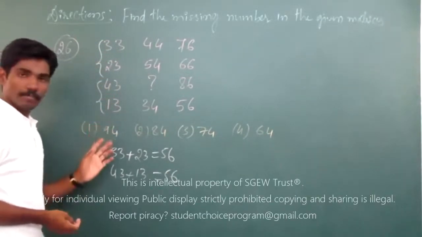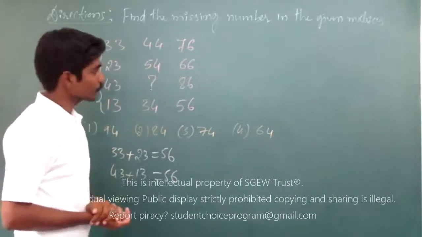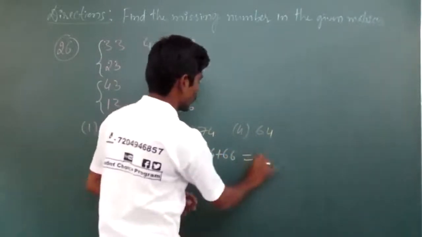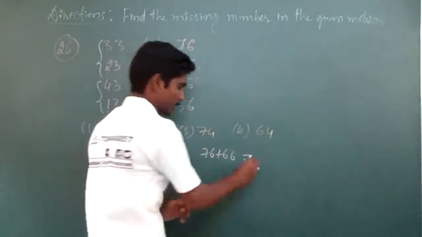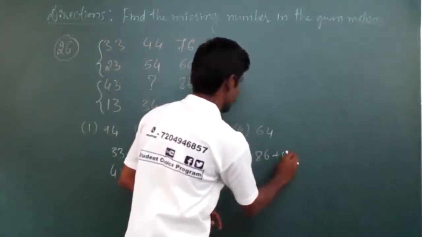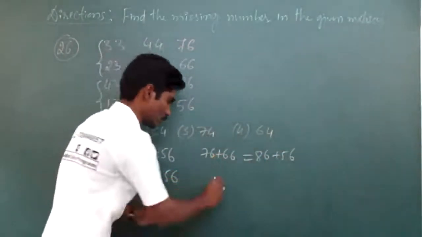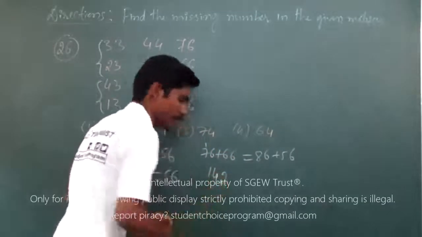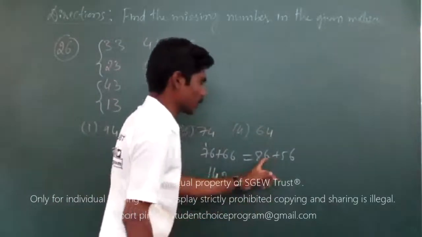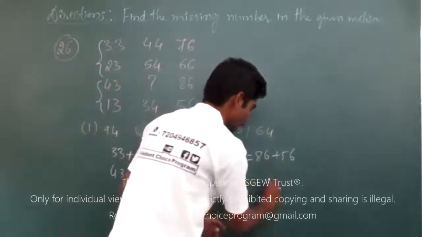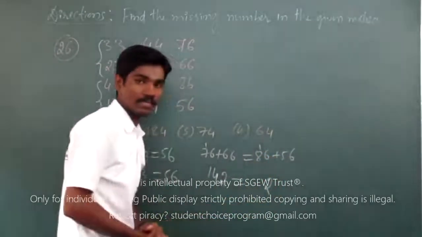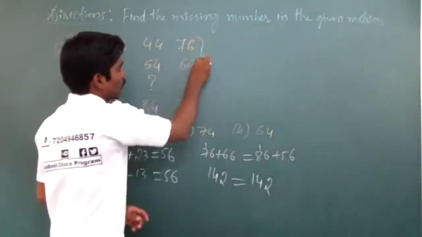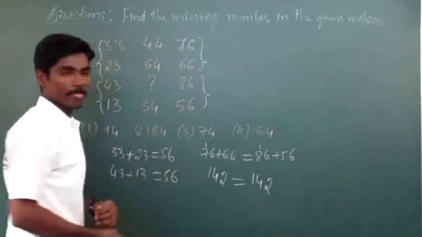Let me check the same logic for this column also. The sum of 76 and 66 should be equal to the sum of 86 and 56. 6 plus 6 is 12, carry 1. 6 plus 7 is 13, plus 1 is 14. So 142. That should be equal to the sum of 86 and 56. I can see 6 and 6 is 12, carry 1. 5 plus 8 is 13, 13 plus 1 is 14. So 142. Well friends, again the sum of these two numbers is equal to the sum of these two numbers.